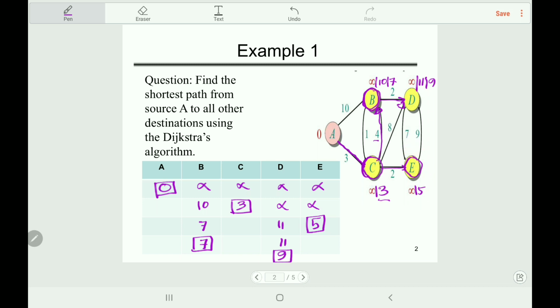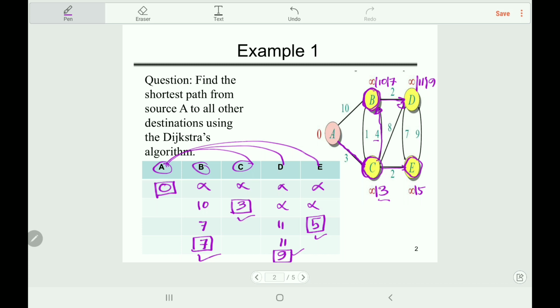So we have done this example, and we can say that from place A to place B, the shortest path is 7. From place A to place C, the shortest path is 3. From place A to place D, the shortest path is 9. From place A to place E, the shortest path is 5.